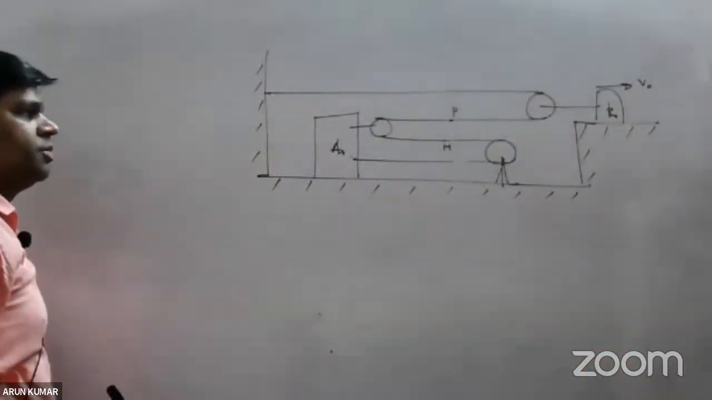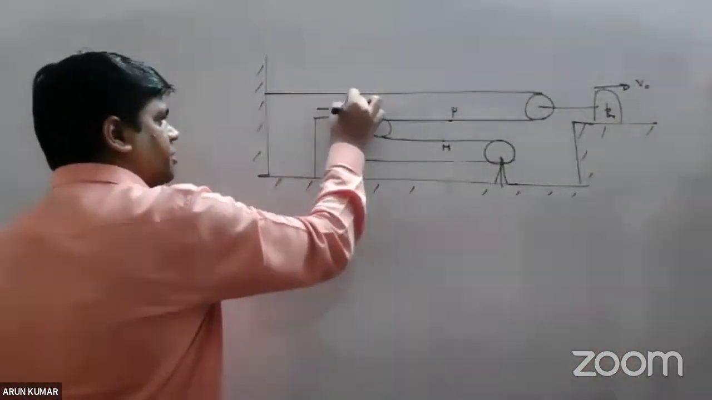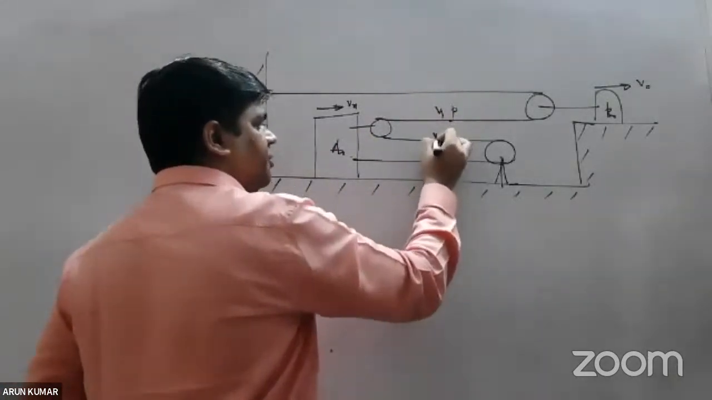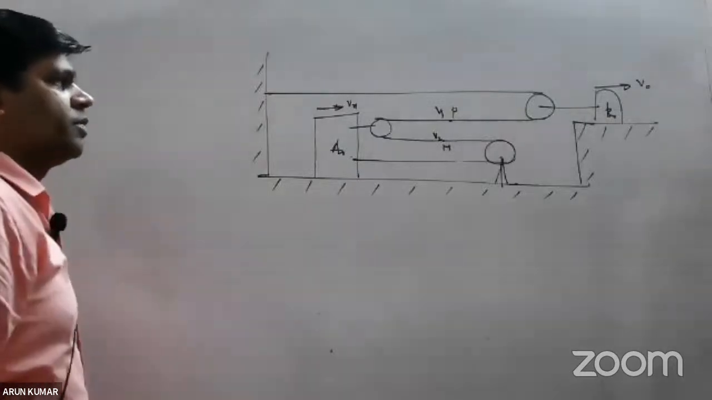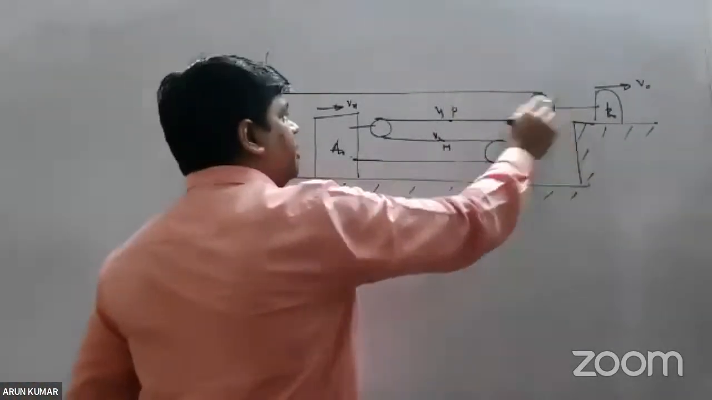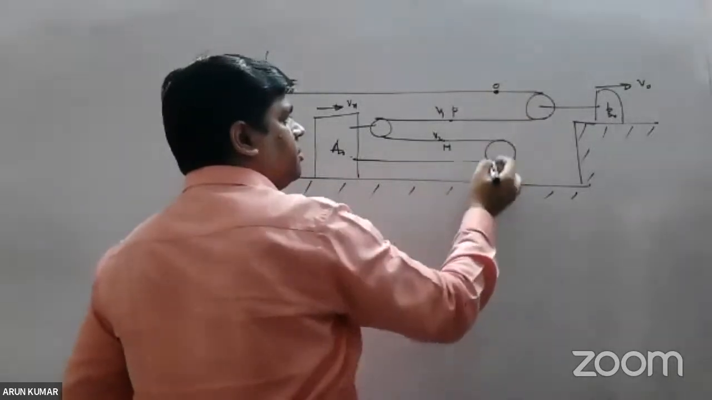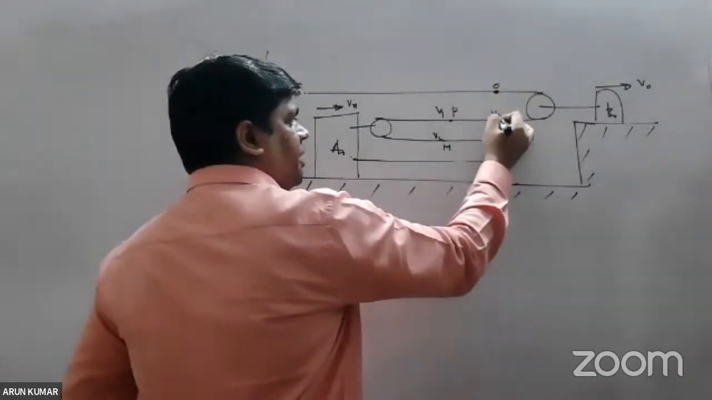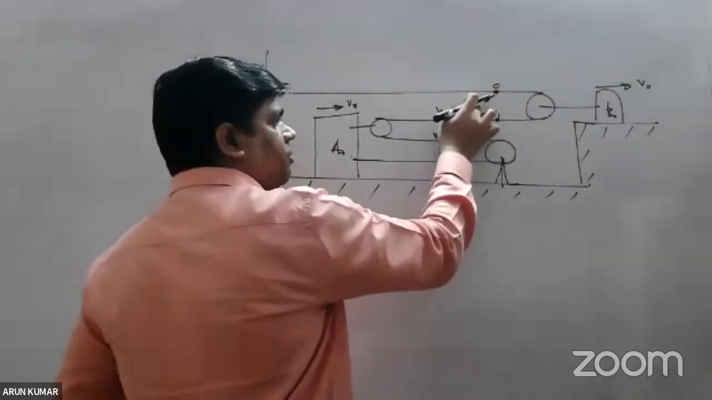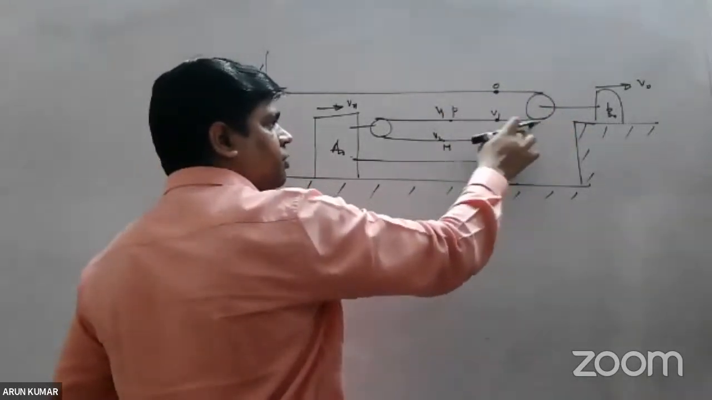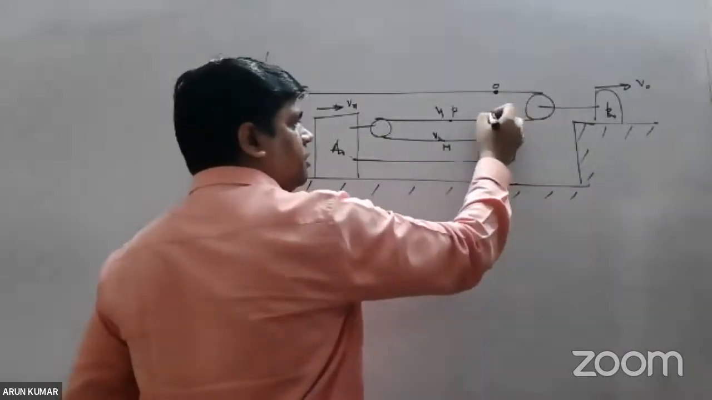Let this velocity be Vx. And let this be velocity V1. Let this be V2. This is 0. Velocity of this is 0. So velocity of point P: V1 plus 0 by 2 is equal to V naught. So V1 is equal to V naught.